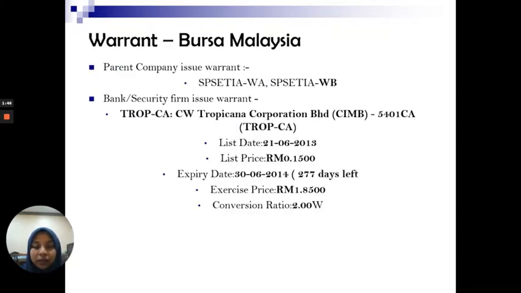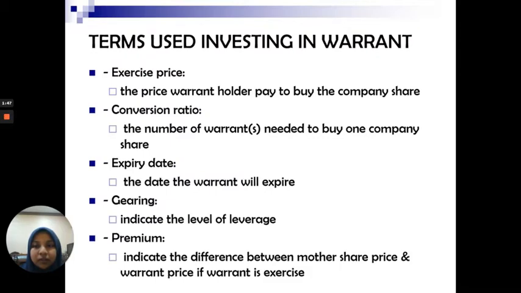This is an example of a warrant. The term used in investing in a warrant is the exercise price. The exercise price is the price the warrant holder pays to buy the company share. Conversion ratio is the number of warrants needed to buy one company share. Expiry date is the date the warrant will expire.